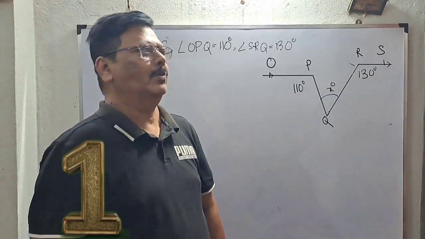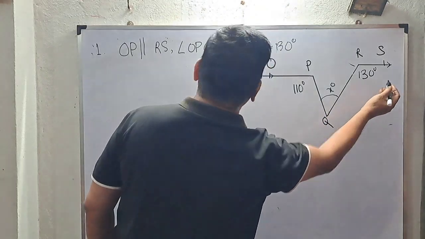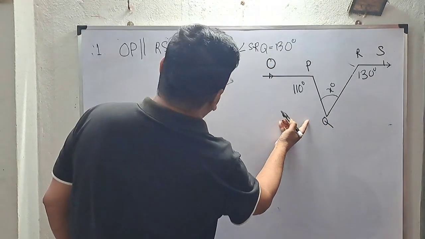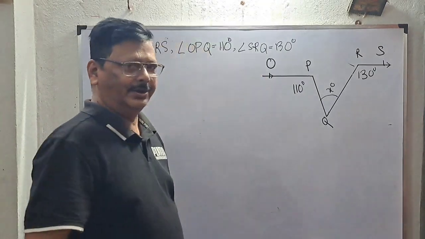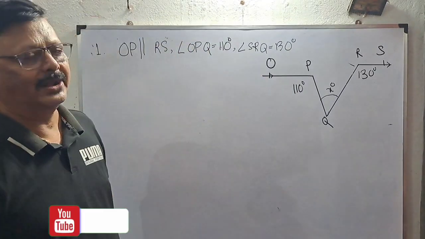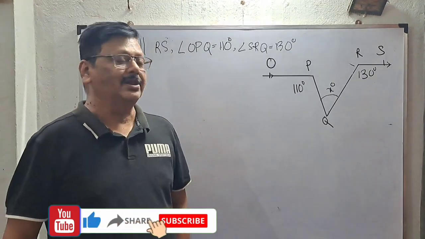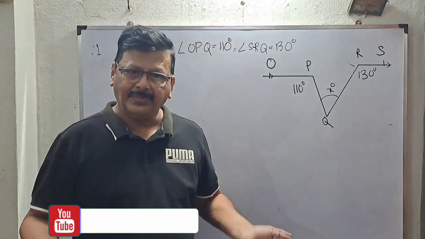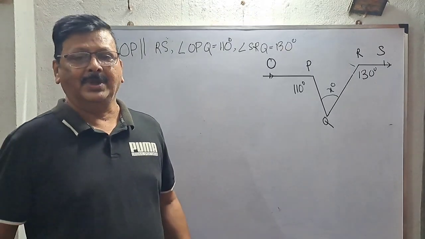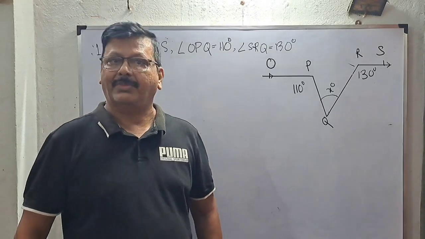Come to problem number 1. In this problem, OP is parallel to RS. Angle OPQ is given 110 degree. Angle SRQ is equal to 130 degree. Now see, by looking at the figure, it is very difficult to establish a relationship between OP and RS. So we've got to do something to create a relationship. And mind you, we're going to create a relationship by staying within the rules of mathematics.